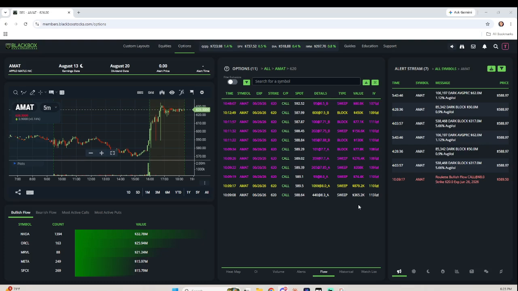But this is a big clue here. IV dropped on an ask side call. So this doesn't add up. This is where I'm inferring that they're writing these. And then as the end of the sequence goes, these contract prices continue to decrease, right?